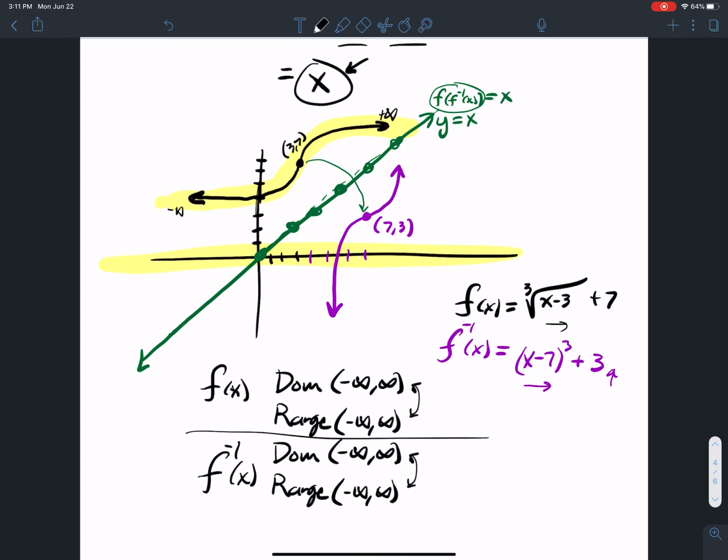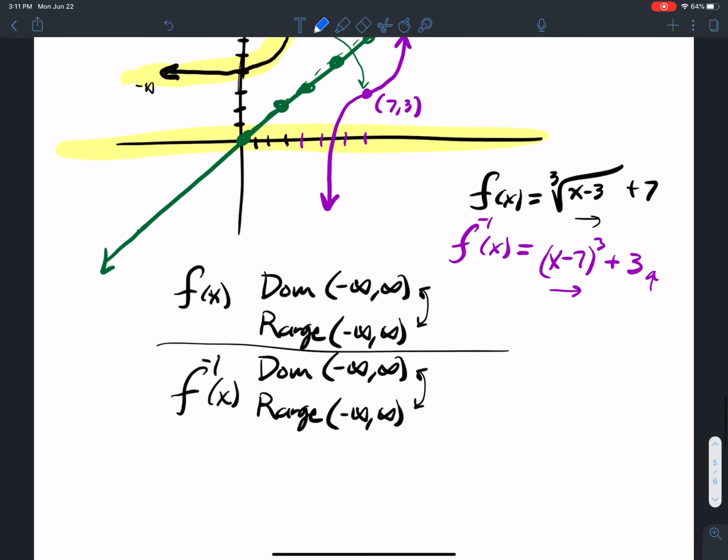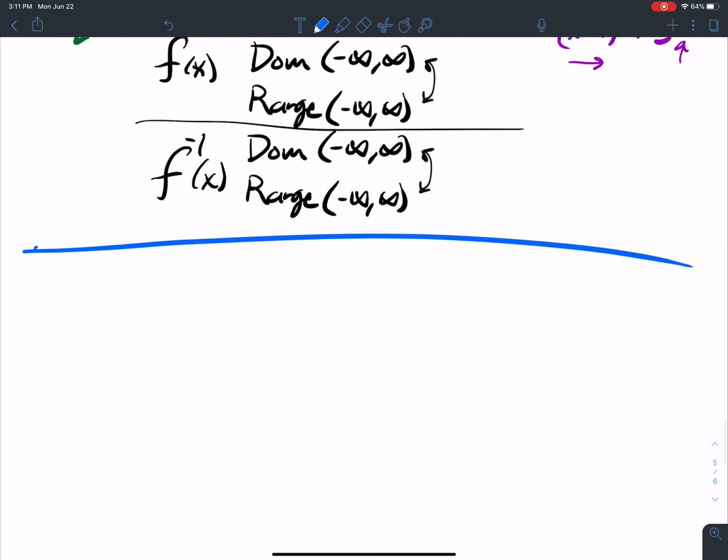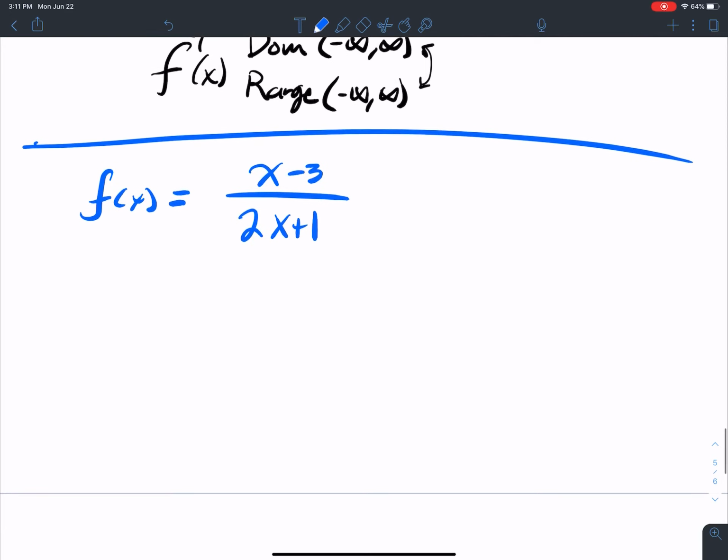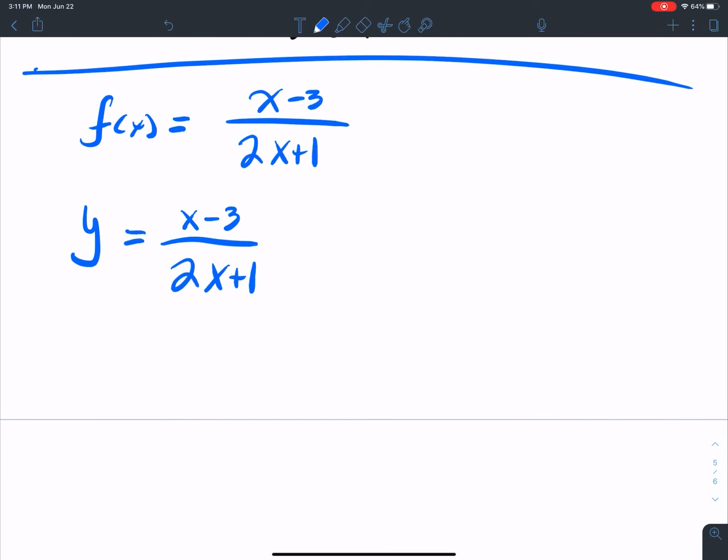Okay, let's do one more just to make sure we understand the process of how to find f inverse, and then we'll be finished. So f of x equals (x minus 3) over (2x plus 1). First thing I'm going to do is replace f of x with y. So I'll get y equals (x minus 3) over (2x plus 1). And now every x becomes a y and every y becomes an x, and the goal is to solve for y. But look, we've got two y's. Oh man, we've got to get y isolated.